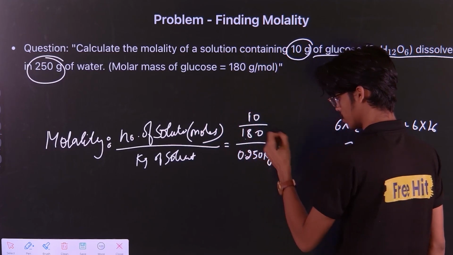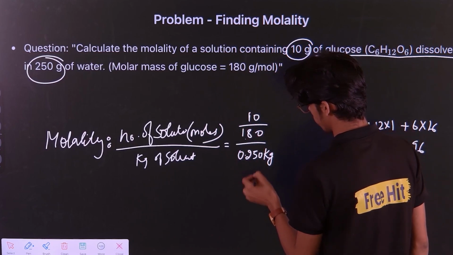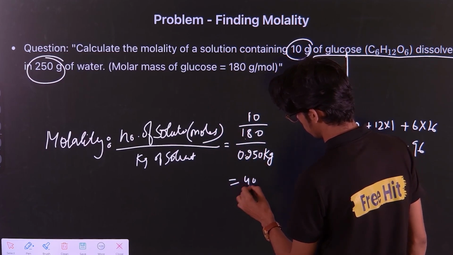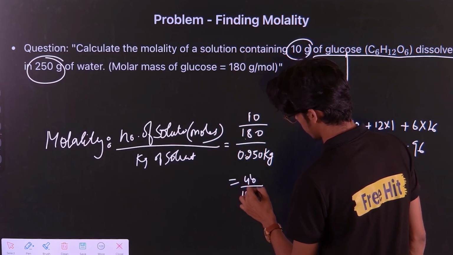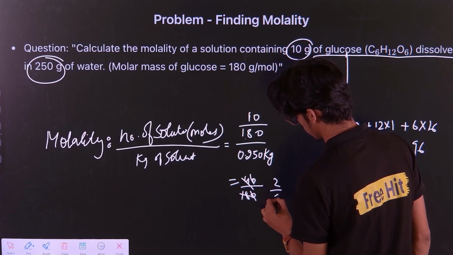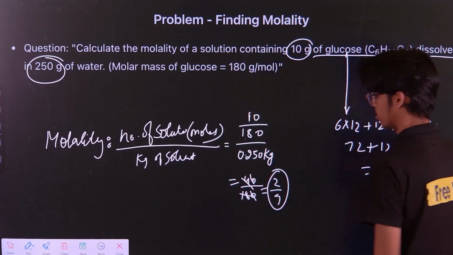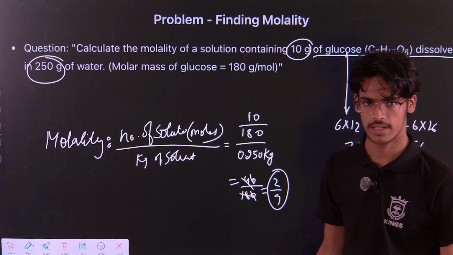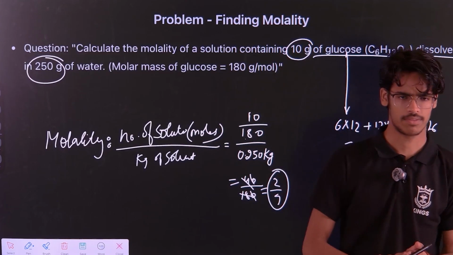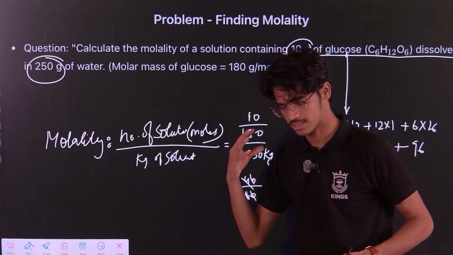If you solve this, you will get an answer. So 10 divided by 0.25 times 180 gives 40 by 180, cancel, 2 by 9. So 2 by 9 is our answer. Now you can just write it in terms of decimal, but we are not concerned with that. We are concerned with the way of understanding the situation.